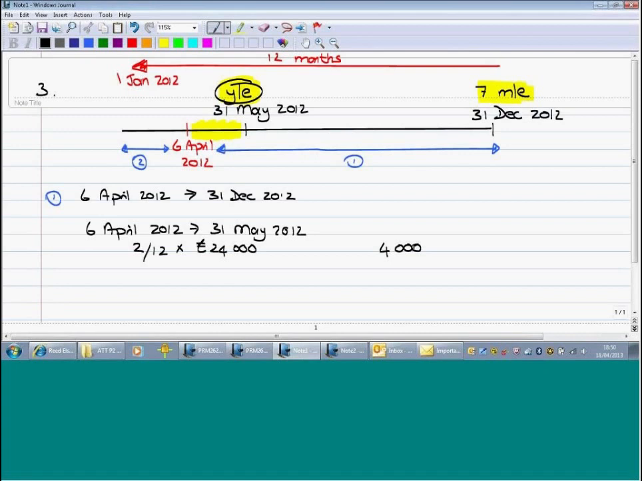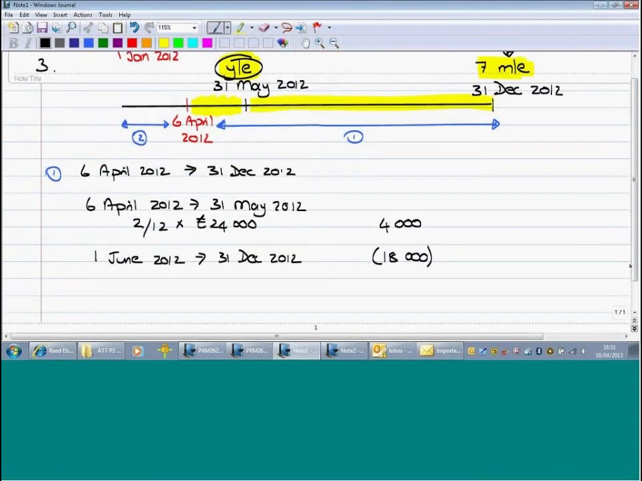Okay, I'm then going to calculate from the 1st of June 2012 through to the 31st of December 2012. In other words, I'm now calculating this period here. Now, in our case, that's a whole accounting period. It's the whole 7 months to December 2012, and we've been given a loss, so it's a negative figure of £18,000.